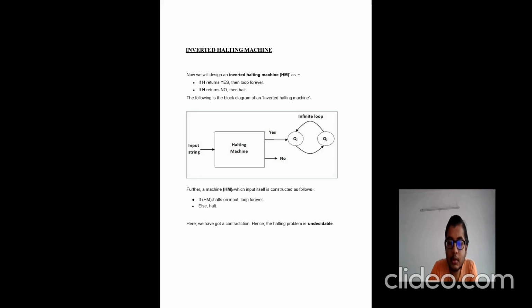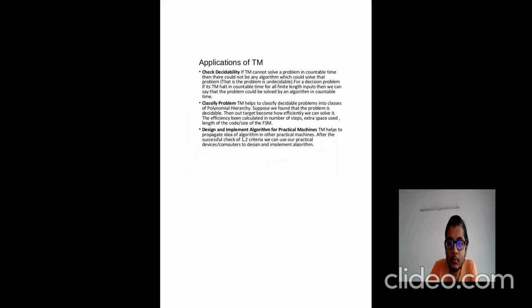Now, the applications of a Turing machine. Check the decidability. If the Turing machine cannot solve a problem in countable time, then there cannot be any algorithm which could solve that problem. That is, the problem is undecidable. For a decidable problem, if its Turing machine halts in countable time for all finite length inputs, then we can say that the problem could be solved by an algorithm in countable time.